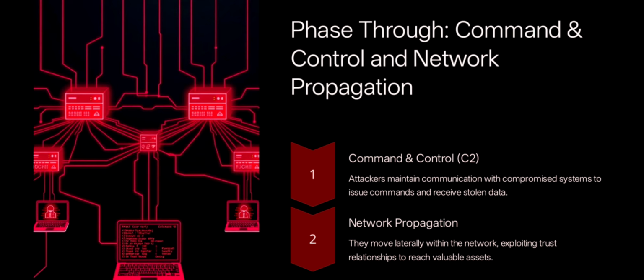B. Epidemiology models. Network propagation shares similarities with disease spread models in epidemiology. Infection: compromise rate. Contact points: connectivity. Susceptibility: vulnerable hosts. This analogy informs containment strategies, such as isolating infected segments, immunizing critical nodes, patching, MFA, monitoring superspreaders, admin systems.